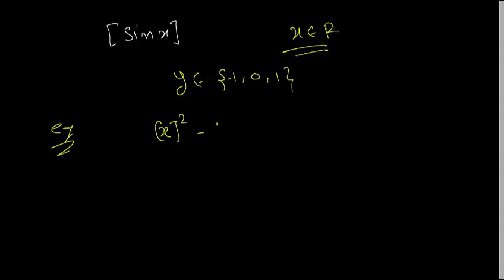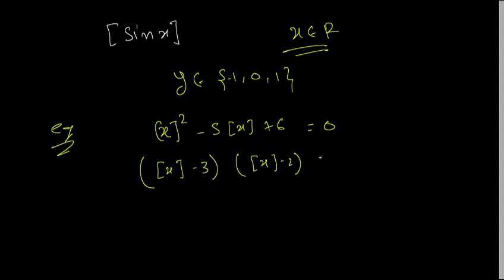Okay, let's take one more example here, if you have greatest integer x square minus 5 times greatest integer x plus 6 equals 0. We have to solve this question here. In this one you can easily factorize as you do in a normal way. If you factorize, you will get greatest integer x minus 3, then the other bracket greatest integer x minus 2. That should be equal to 0.